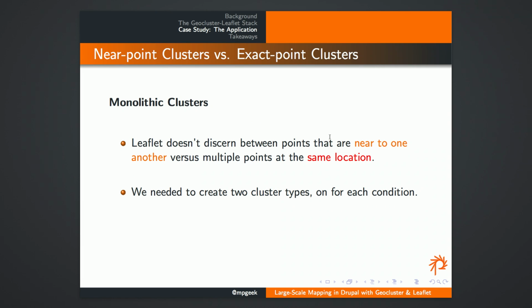One of the other points of pain, we have a lot of locations where businesses, where there was multiple users. And Leaflet doesn't really discern between a lot of points really close together and a lot of points right on top of each other that are exactly the same spot. So we came up with this term called monolithic clusters. And what that means is, let's say you have 100 users at the same location. That's a monolithic cluster because all of their geodata is exactly the same. But we had to provide a different interaction based on whether it was monolithic or not.